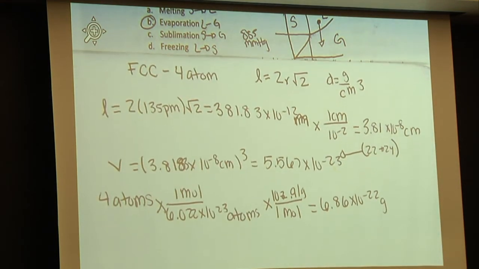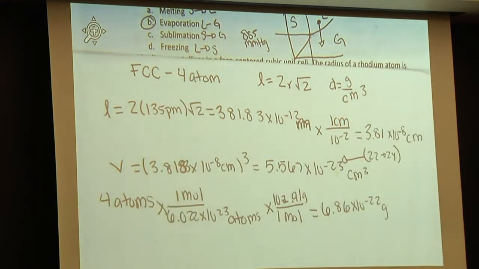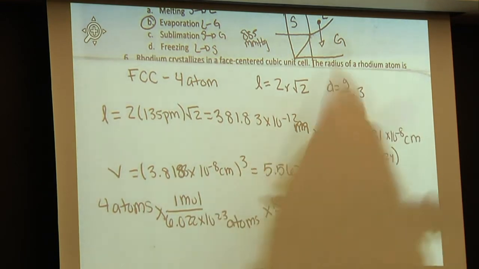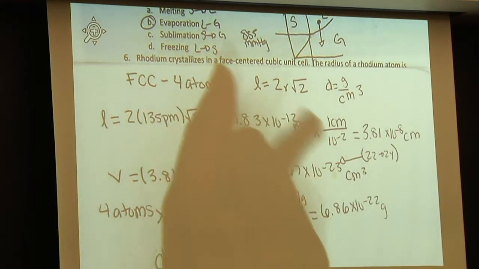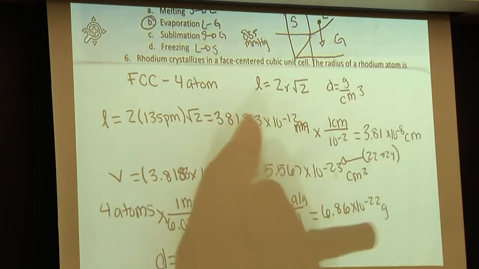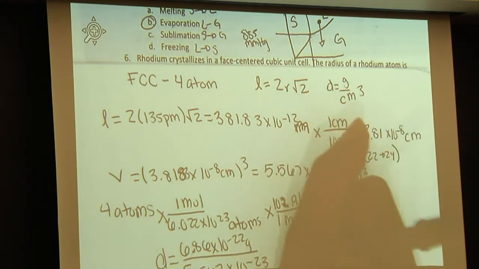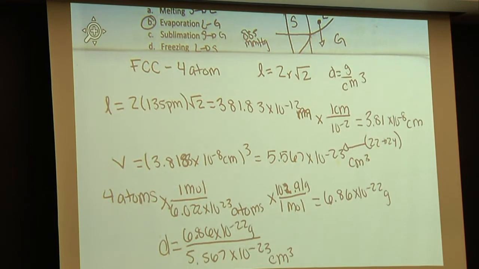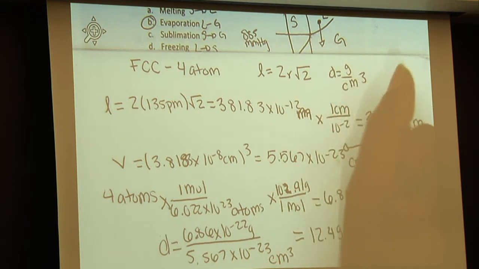So in order to find density, this is centimeters cubed. So density would be 6.86 times 10 to negative 22, all over 5.567 times 10 to negative 23. You see how negative 22 and negative 23 is really close to each other, so it's showing you that you are on the right track. And your density would be 12.4 grams per centimeters cubed.